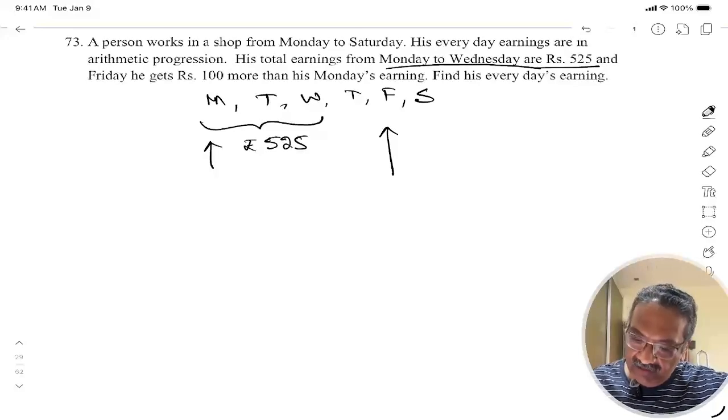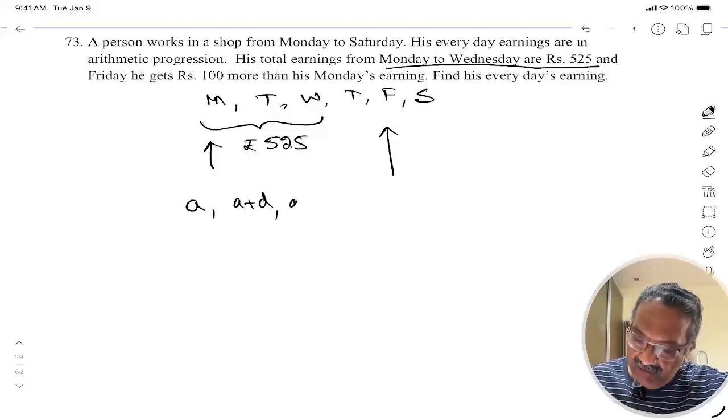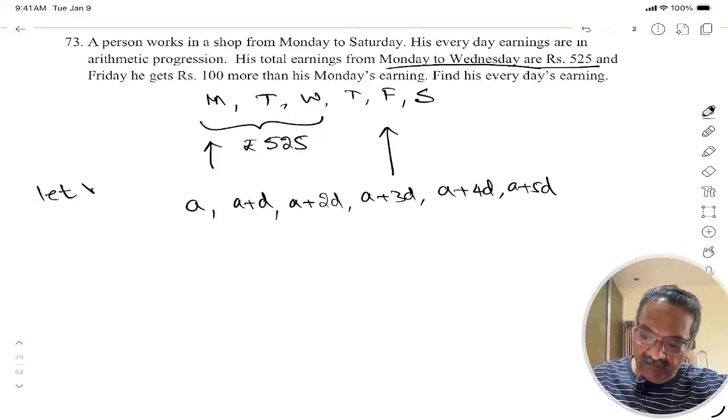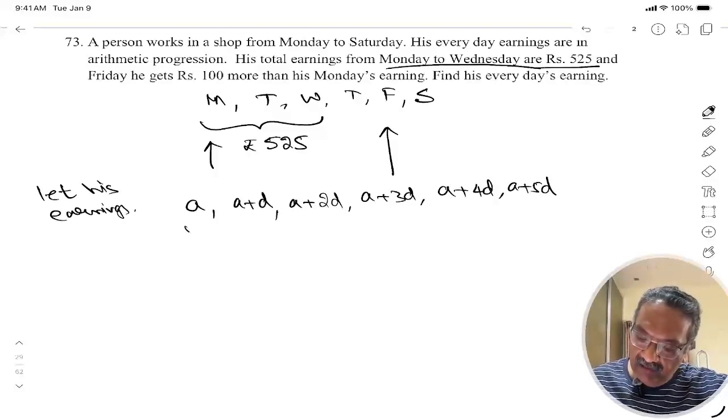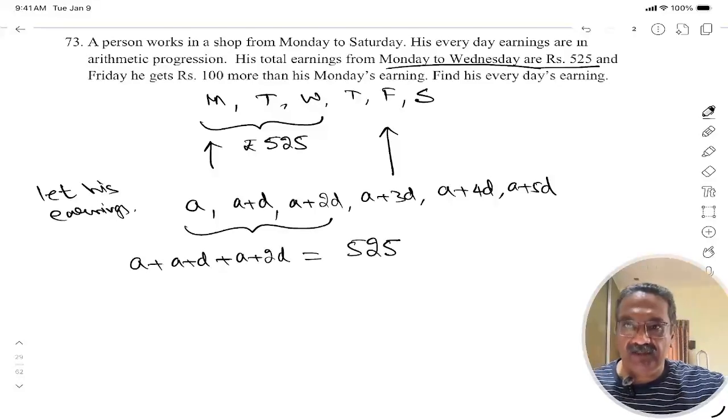So what we will do is, let us write the earnings. Monday let his earnings be A. Tuesday it will be A plus D. Wednesday it will be A plus 2D. Thursday it will be A plus 3D. Friday it will be A plus 4D. And Saturday it will be A plus 5D. Let his earnings be as it is. Now what does the first sentence say? First 3 days, that is A plus A plus D plus A plus 2D is equal to how much? 525 rupees is the first information.